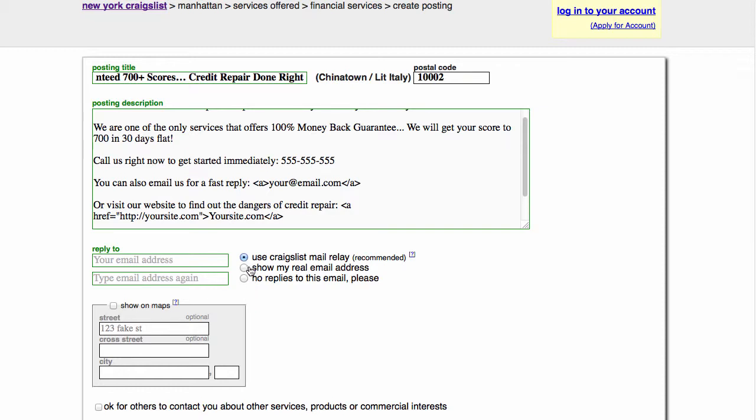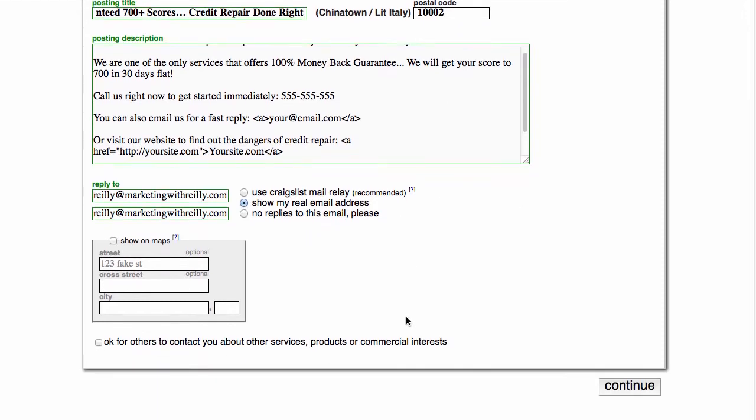One thing you want to do is you want to say, show my real email address. You don't want to use the email relay. Show your real email address. Now, make sure this is a forwarding email or an email that you're not going to use, because there are scrapers that will scrape the emails and they're going to send you a lot of spam. So use a throwaway email address here. Make it something simple like creditrScore@gmail.com, fixyourcredit@gmail.com. In this example, I'm giving my email because I'm not going to follow through and post this ad. This is just an example.